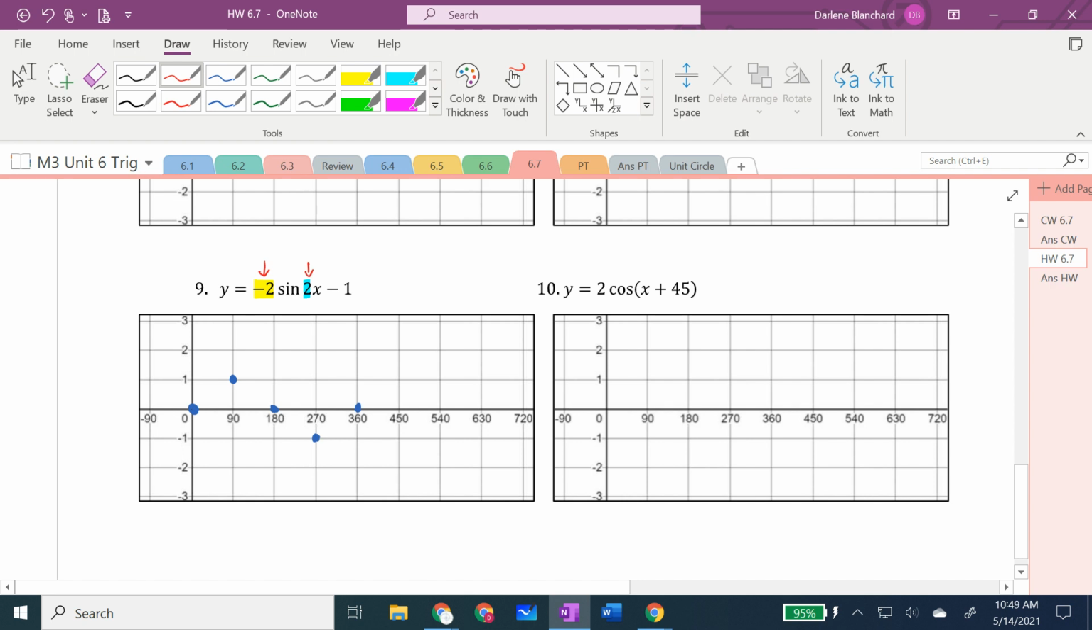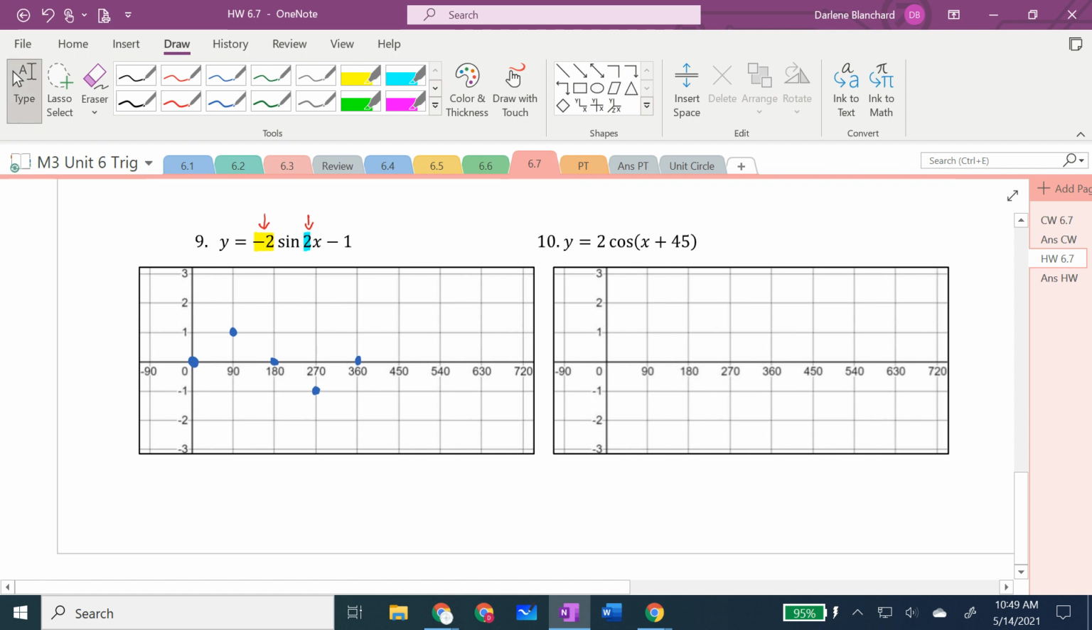So the one that is outside the function affects y, and it takes the y coordinates of the parent graph and does the exact operation that it says. We can multiply the y values by -2. That will stretch and reflect this graph. So I'm going to first just draw the graph for y equals -2 sine x.